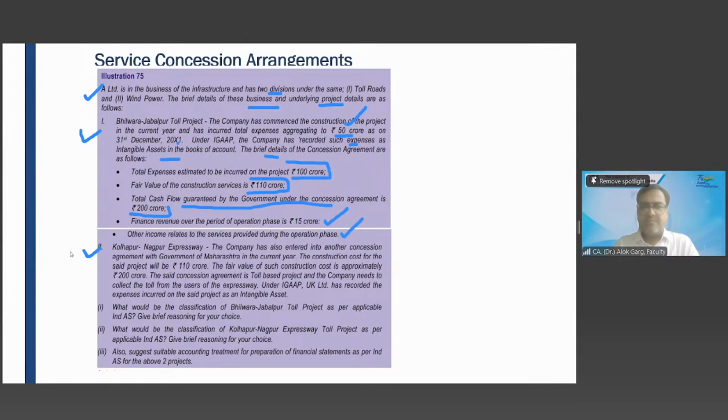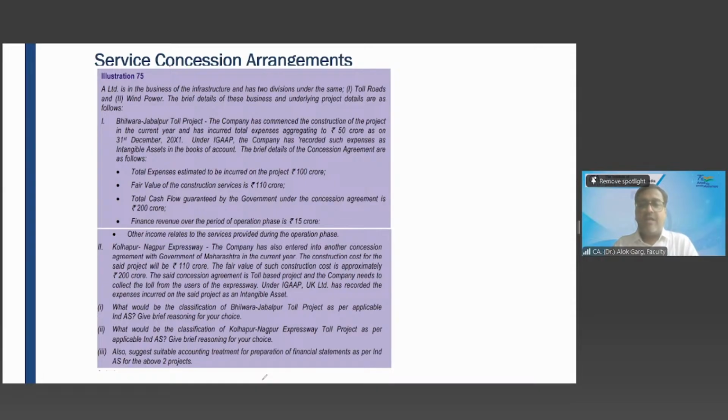Yes, sir. What about others? Have you guys understood or not understood? First of all, tell me. Yes, sir. Understood. Did you understand the information or not? So what all information is given in this question? What information is given in this question?